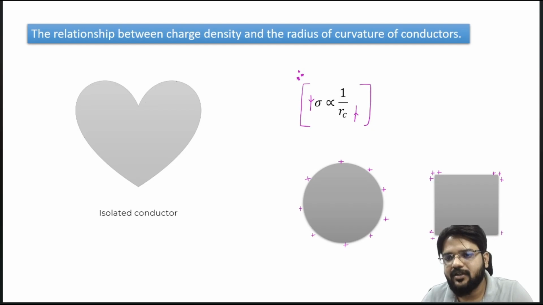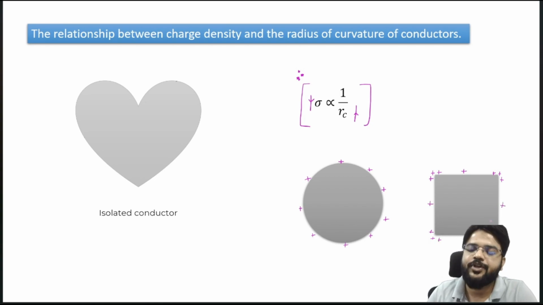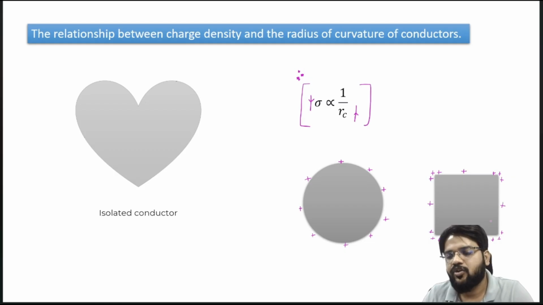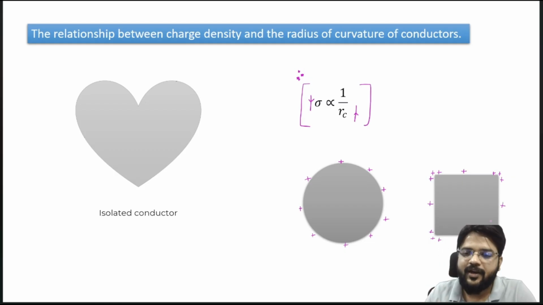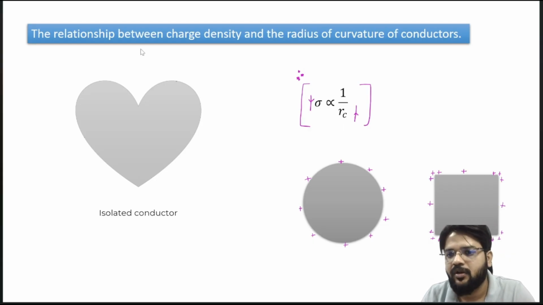Why is it happening? Because the radius of curvature at the corner is less, and there the charge density is high, while on the flat surface it is very small. So if we have one cubical conductor, the charge does not distribute uniformly. Why? Because the radius of curvature at the corner is less, and at the flat surface the radius of curvature is infinite. That's why the charge density is very small at the flat surface. Correct?